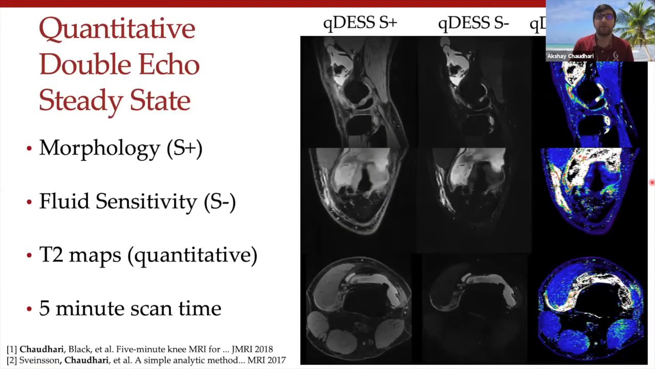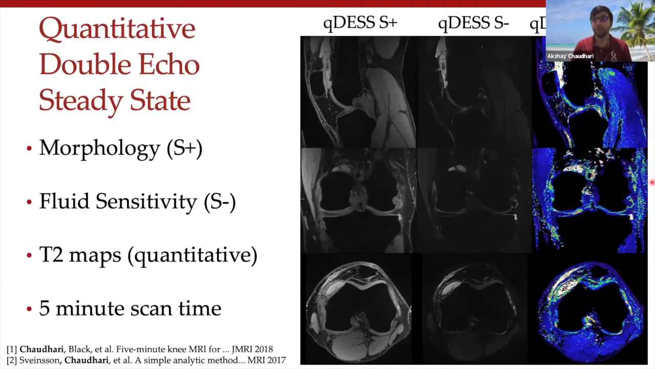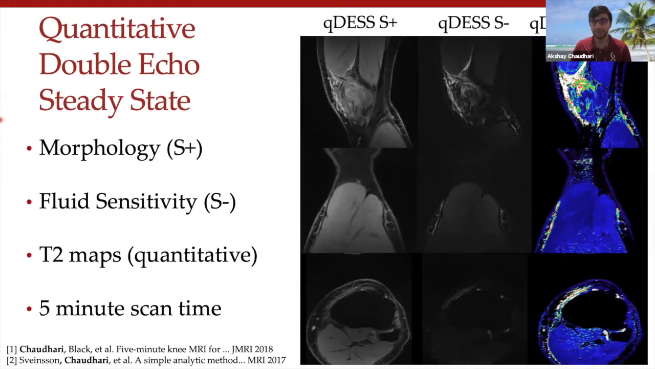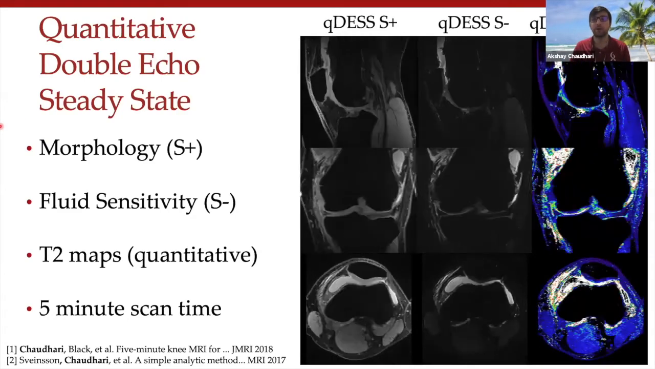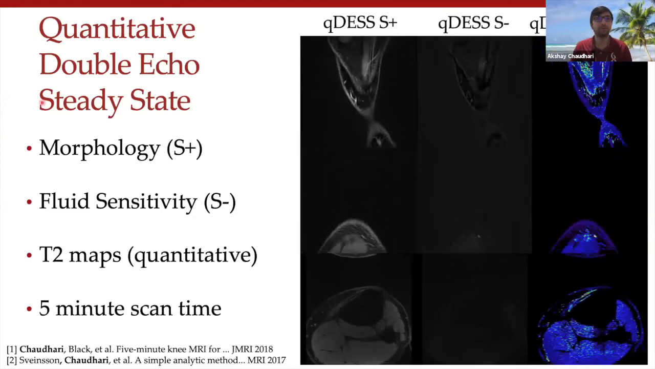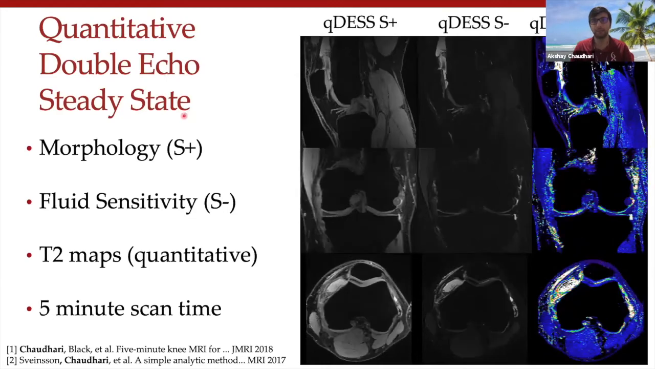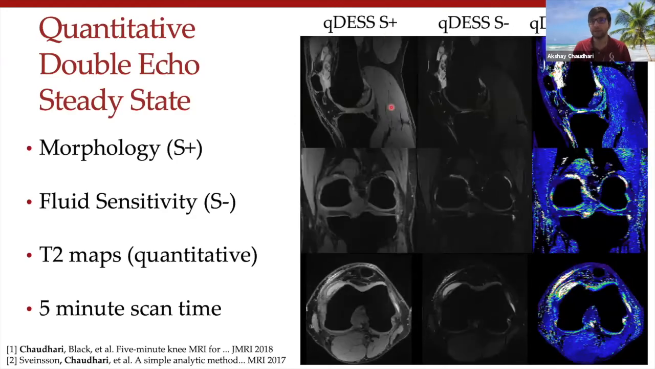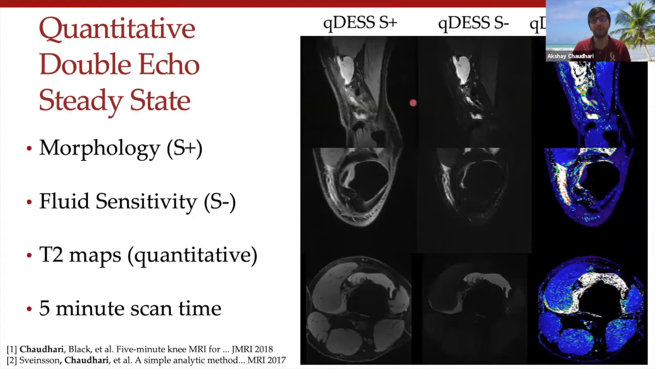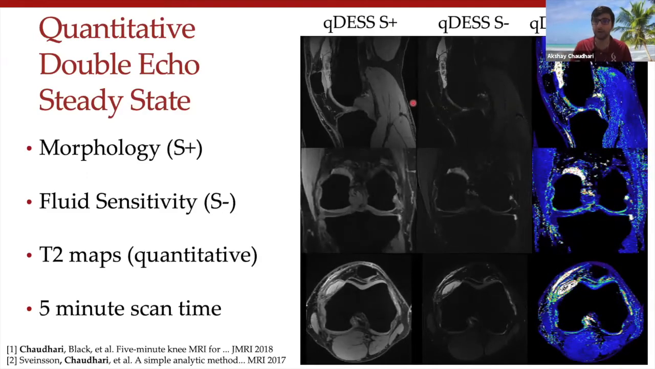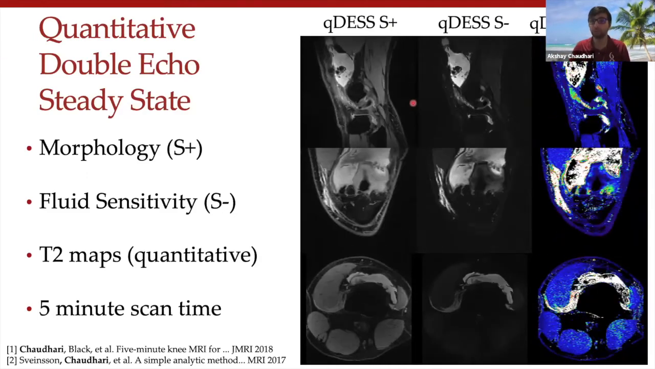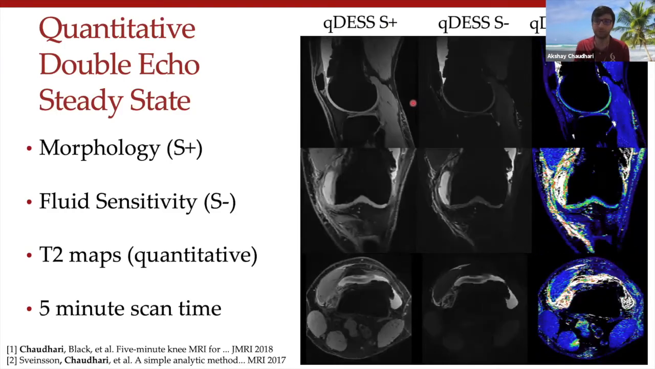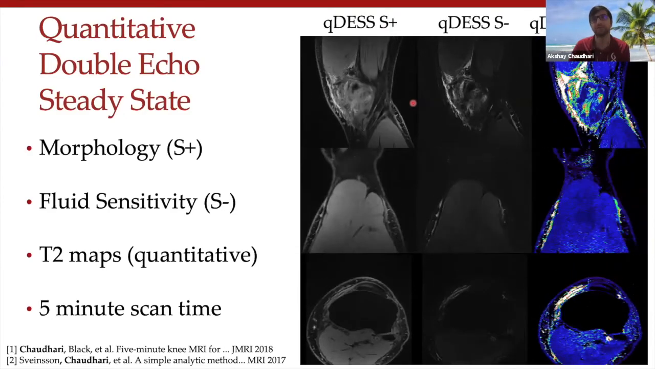In our attempt to address some of these problems, we developed a new imaging method called quantitative double echo steady state. Essentially, this is a different implementation of how we acquire images with MRI. With this particular pulse sequence that we call qDESS as an acronym, we're generating two unique contrasts. The first one that we call S+ gives a very nice depiction of the morphology of the tissue. It has very high resolution and good contrast between different tissues. It can be really useful for assessing the overall health status of the joint and for looking at morphological changes that are important for things like tissue segmentation over time.